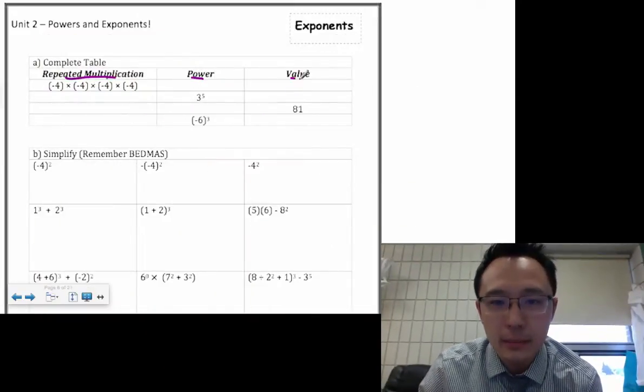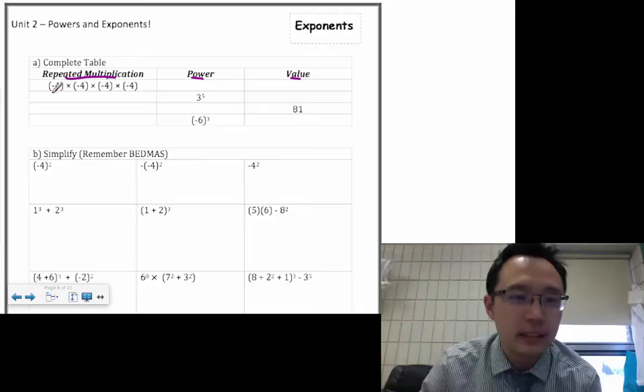Second unit, powers and exponents. This one, let's start with the basics. Repeated multiplication, complete the table with the power and the value. So basically this is the expanded form because it's all expanded.